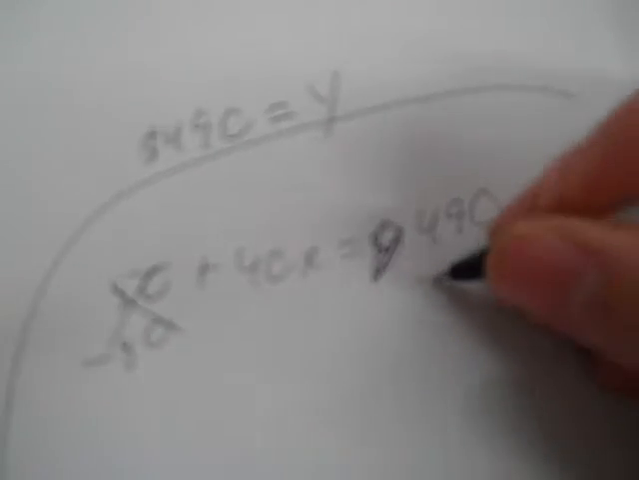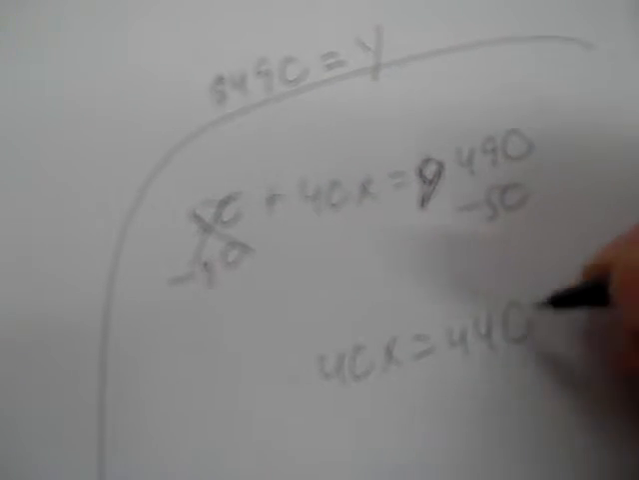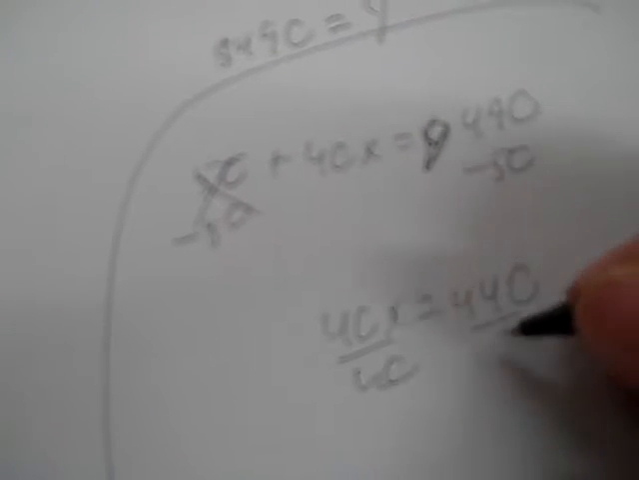Okay. So I subtract 50. So 40 times x equals 440. 40, and x is 11. 11 months.